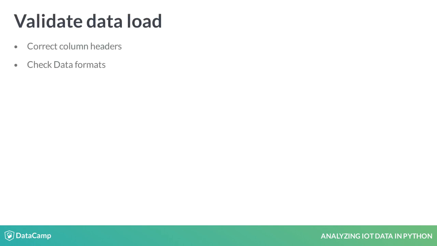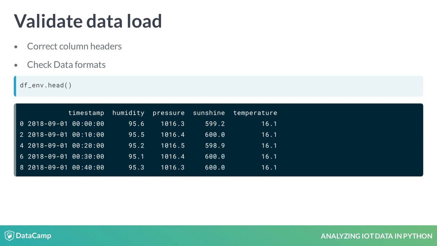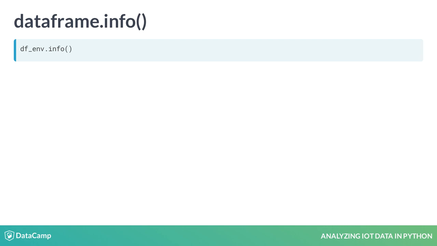After having loaded the data, we should have a quick look at the data and check if the data was loaded correctly. The simplest way to quickly check a few things is to use df_env.head, which will print the first 5 rows by default. We can get an overview of the loaded data by using dataframe.info.